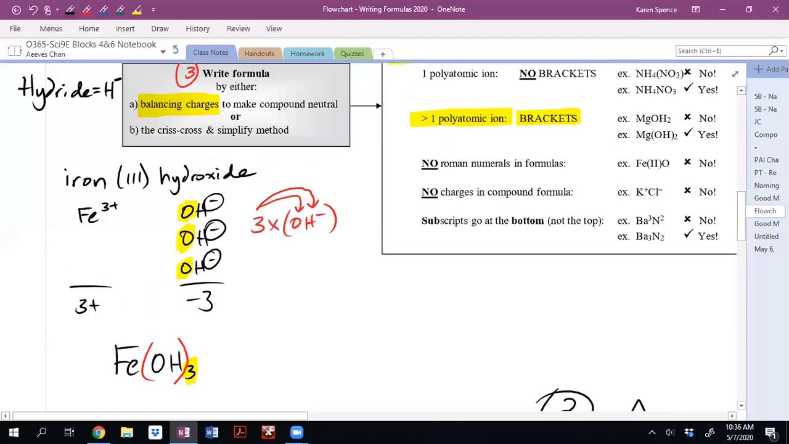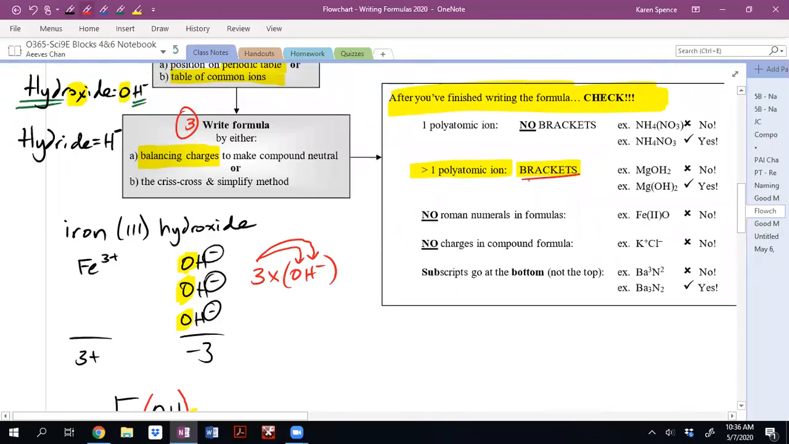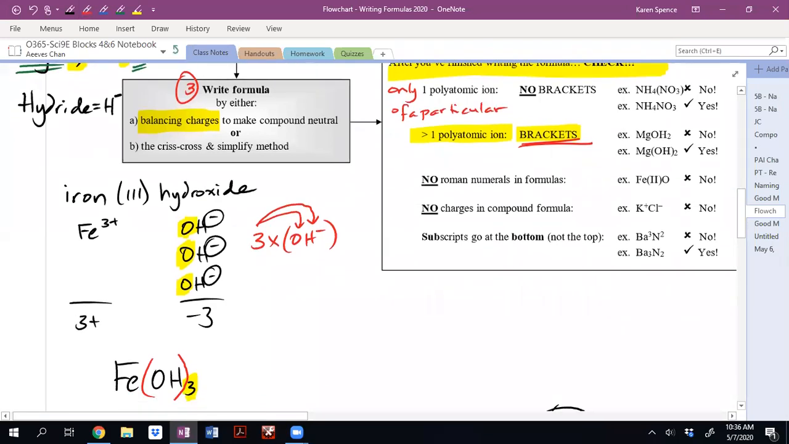So check to see if you need to have brackets. If you have more than one of a polyatomic ion, then you need brackets. If you have only one of a particular polyatomic ion, you're going to have no brackets. Sometimes people get a little confused by this, and I wish I'd phrased this differently on here. Maybe I'll go through and change this document a little bit.